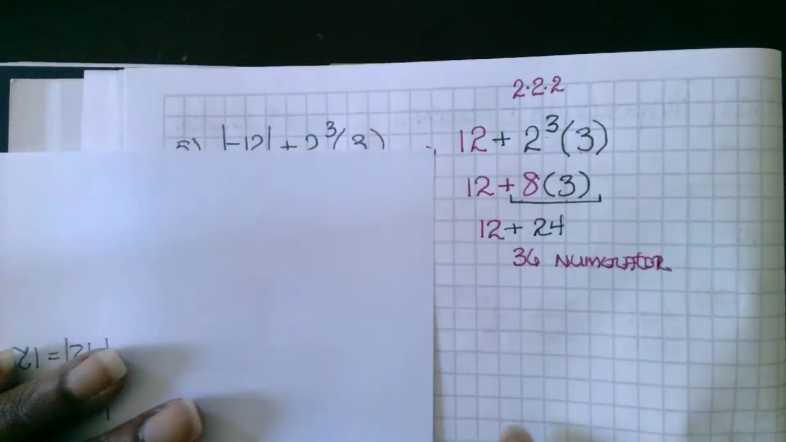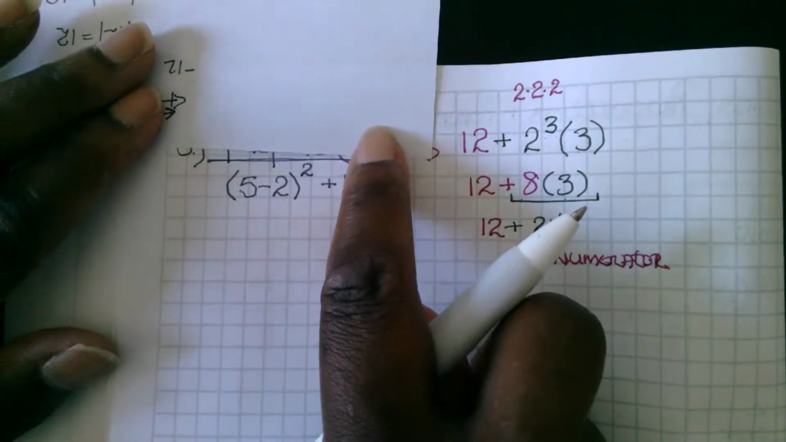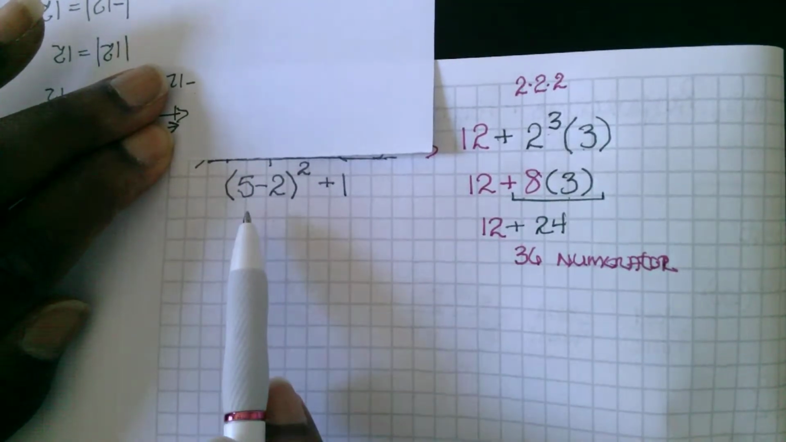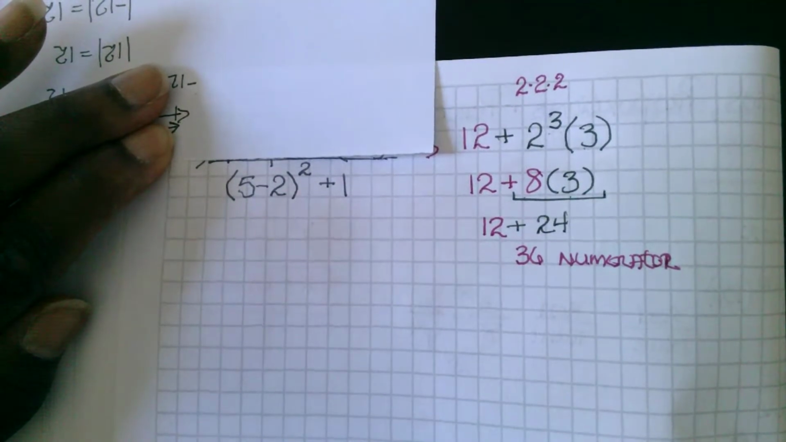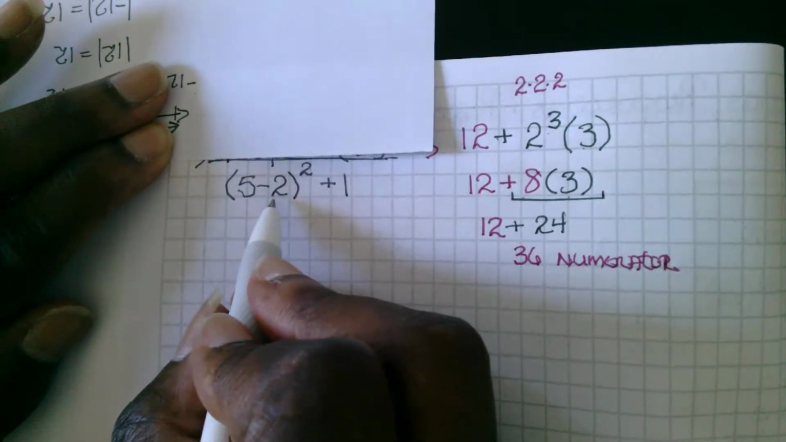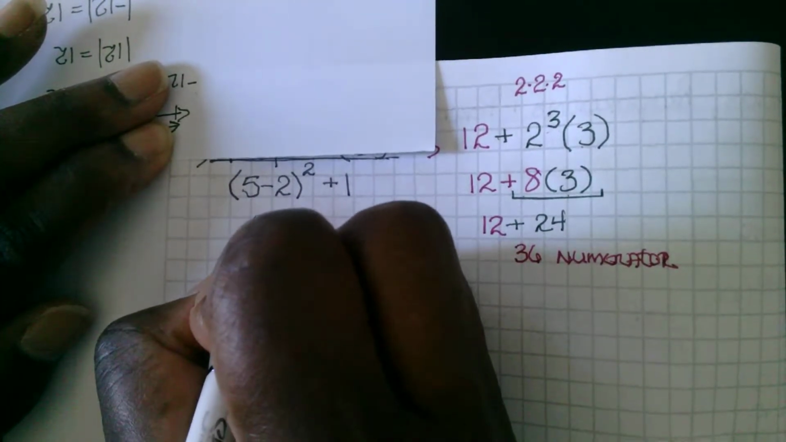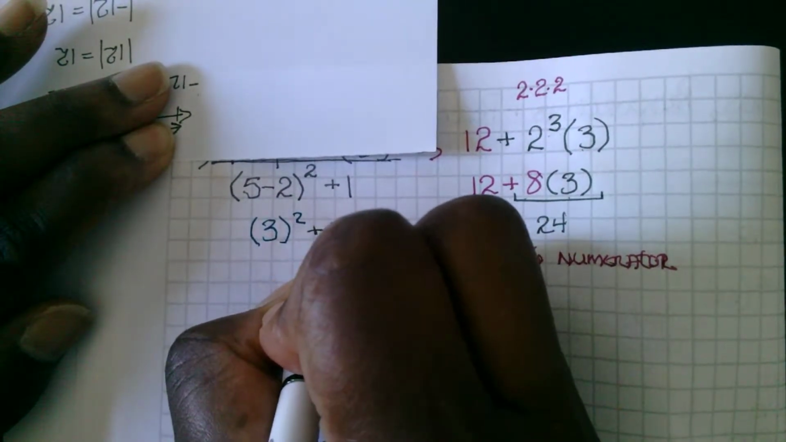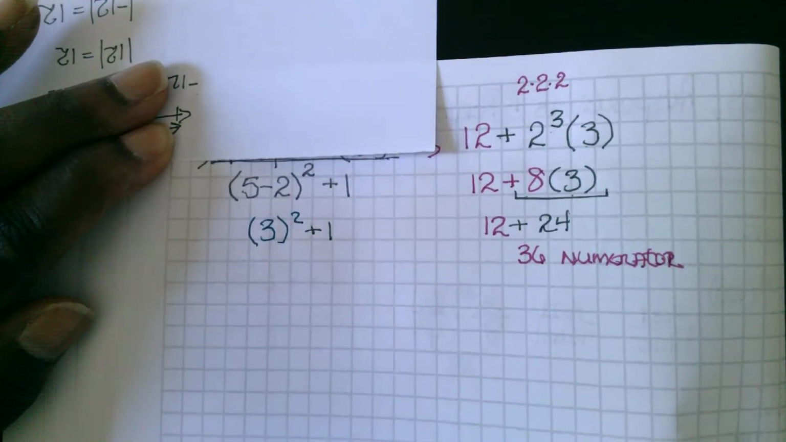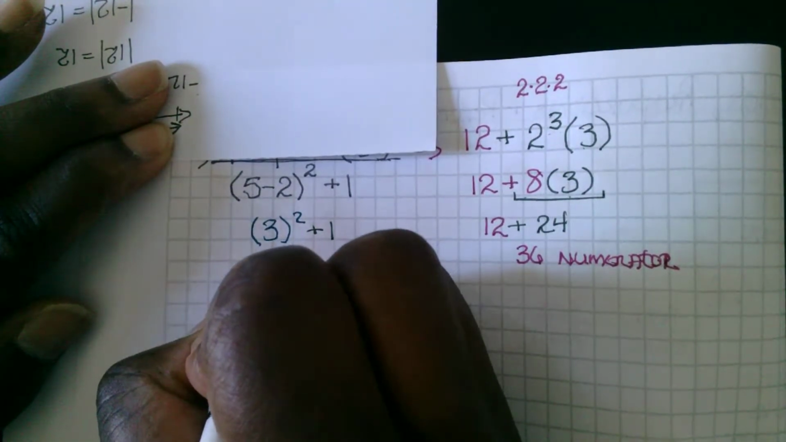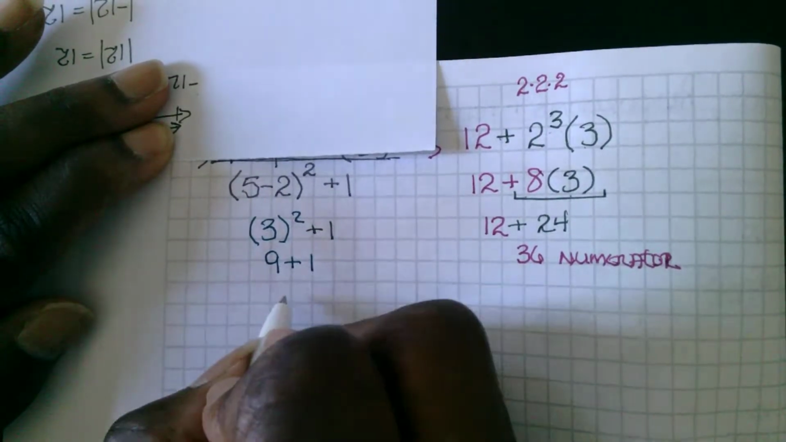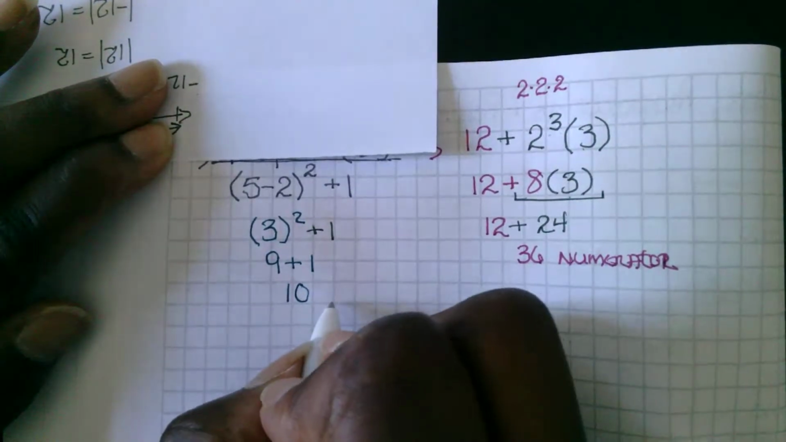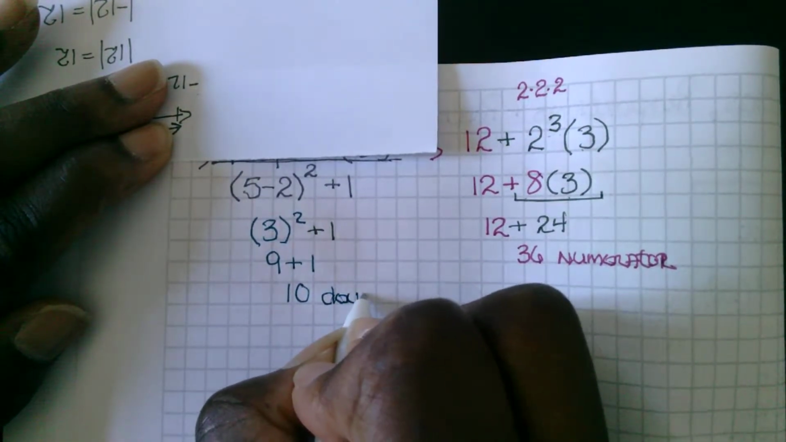So now we're going to pause on that and work on the denominator. So the denominator, we have 5 minus 2 squared plus 1. So if we do inside the parentheses first, this will give us a 3. That's being squared plus 1. Now 3 squared, that gives us 9. And 9 plus 1 gives us 10. So this 10, that's going to be your denominator.